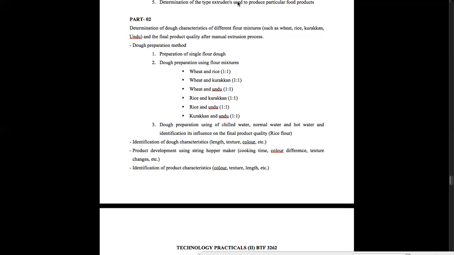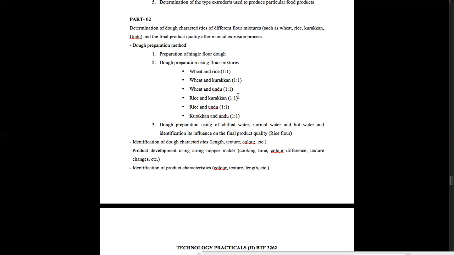Thereafter, we can do product development. Previously we did these practicals using the string hopper maker, since we didn't have the extruder in those days. Fortunately we have an extruder now, but I'm not sure whether it is working or not. It's working, but there is some work to do for its functioning. So we have to observe the dough characteristics, and then you can prepare food products using the string hopper maker and get the experience of how it behaves, and its characteristics and texture.